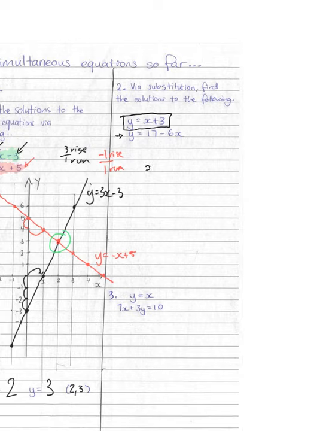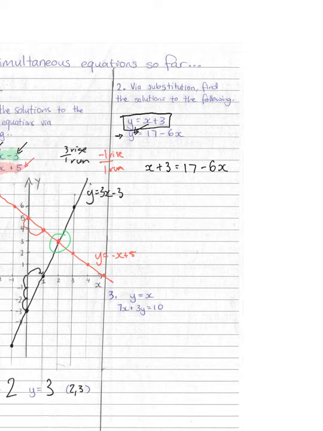So I'm just going to sub in the x plus 3 in place of this y. Okay, so that's all I'm doing. Instead of the y, I've got x plus 3. All right, and then I'm going to have the rest of my equation. So I've got 17 minus 6x.